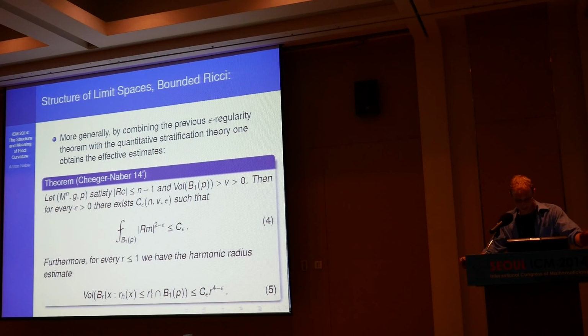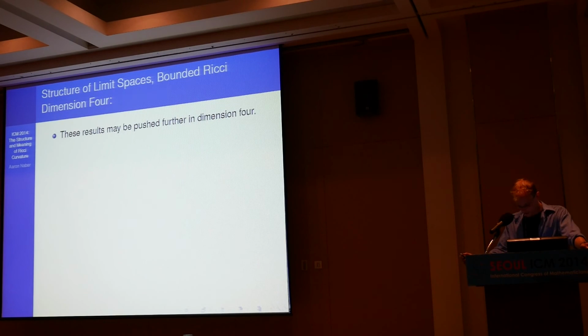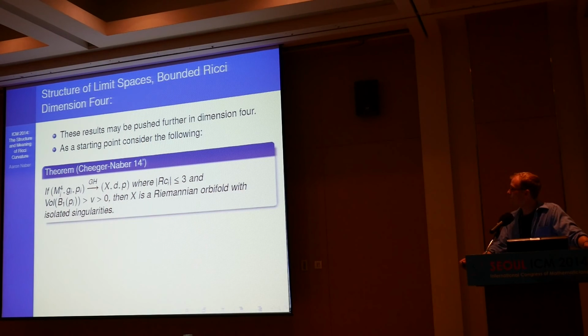Okay, so this can be improved significantly if we look not just at general manifolds, but at four manifolds. If we look at four manifolds, the best place to start is to re-examine the compactness argument from the beginning. By using the codimension 4, you can say the following: if you have a sequence of four manifolds with bounded Ricci and a lower volume bound, then automatically the limit space is a Riemannian orbifold with isolated singularities.